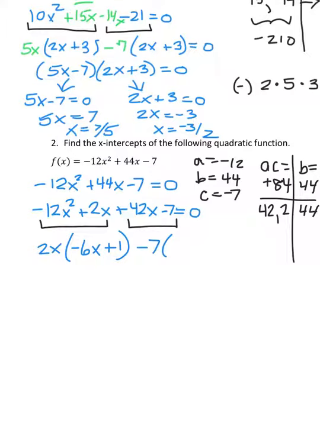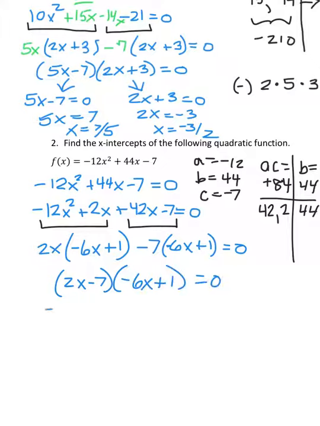Let me just rewrite that. And so that would turn into a positive 1. And I've got negative 6x plus 1. And I obviously made a mistake here. This should be a negative 6x. Negative 6x plus 1. So both of these are the same, and the distributive property allows me then to bring the 2x minus 7 together. And negative 6x plus 1 equals 0.